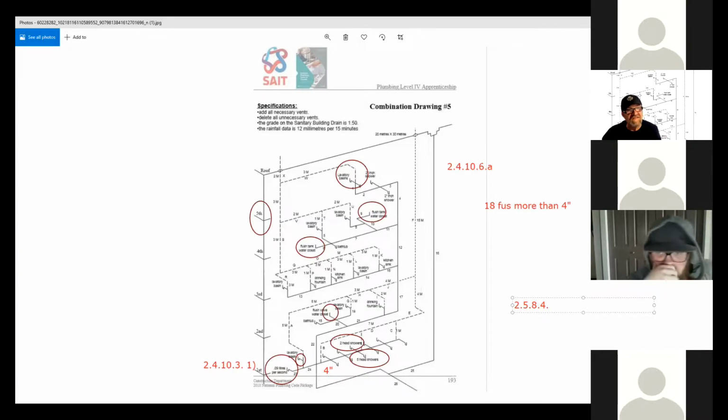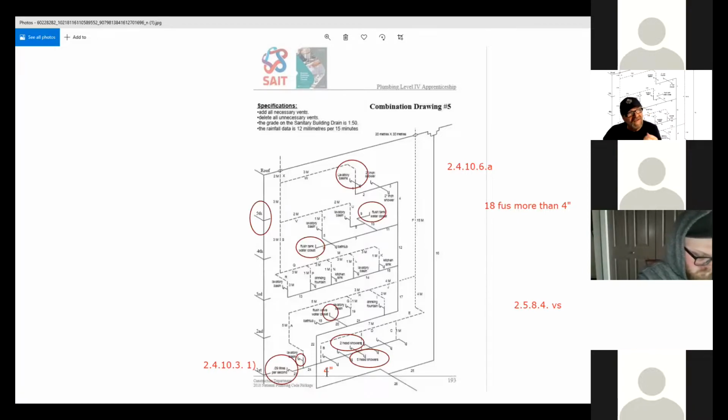2584. That's the stack vent, vent stack table. We're sizing the vent stack right now, so we need to know the base of the stack. Look at 4 inch on table 2584, because we know it's 4 inch, but you need to know the whole fixture unit load draining to the base of that stack.